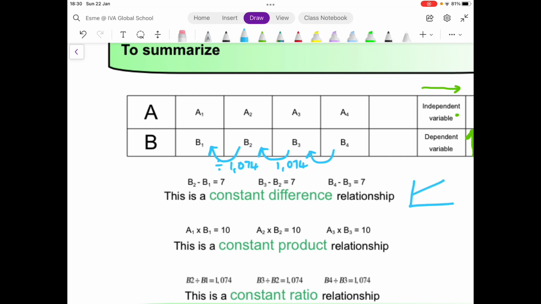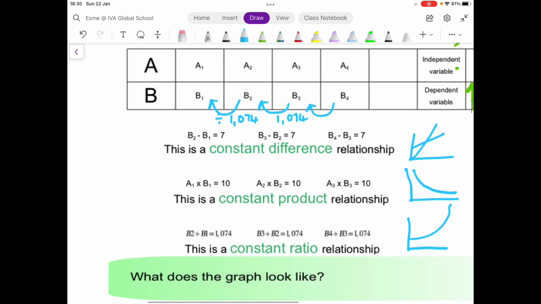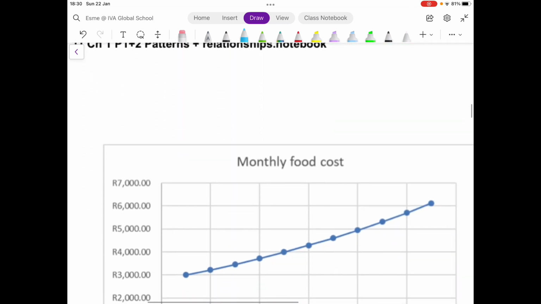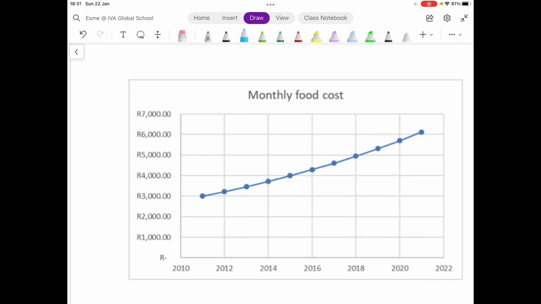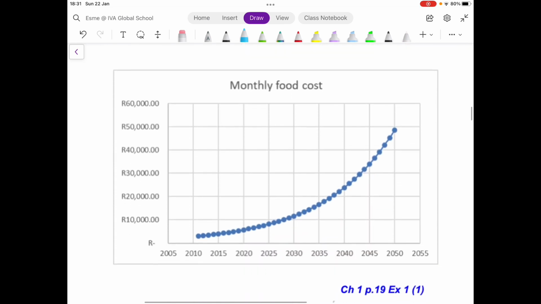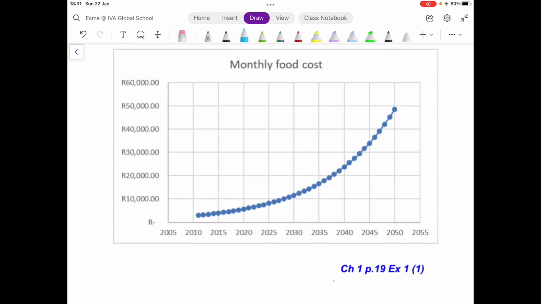Constant difference, we're going to have a straight line, either like that or like that. Constant product is our inverse, and constant ratio is our exponential graph. Right, so I've shown you what the graphs look like, and here was the monthly food cost. And you couldn't see very much from that graph. In fact, it looks like a straight line graph, so I added in many, many more months. So in 2050, those same groceries are going to cost you just under 50,000 a month. That's quite scary. Right, you have all the information to be able to do exercise 1 on page 19.